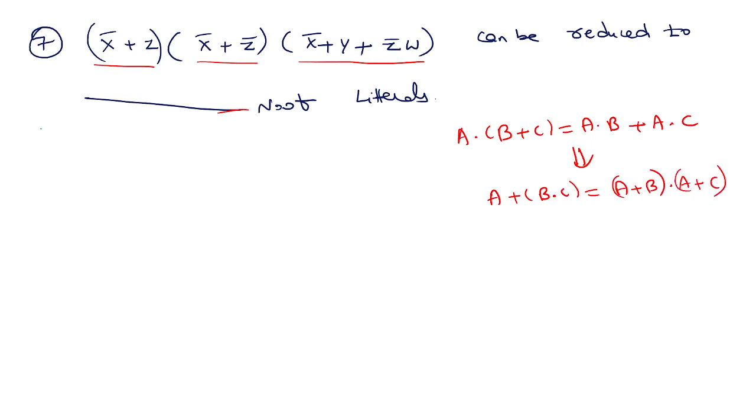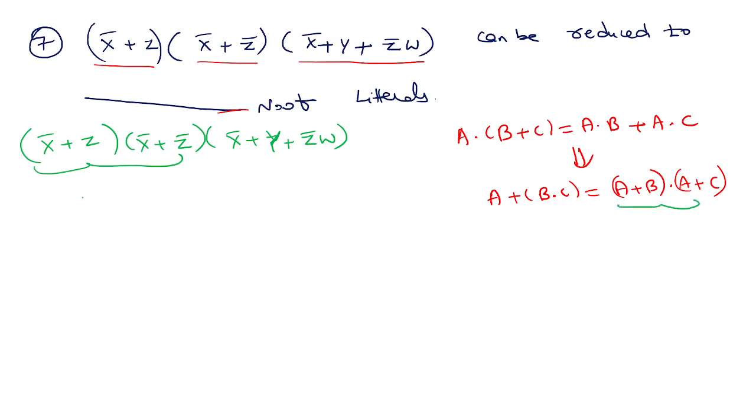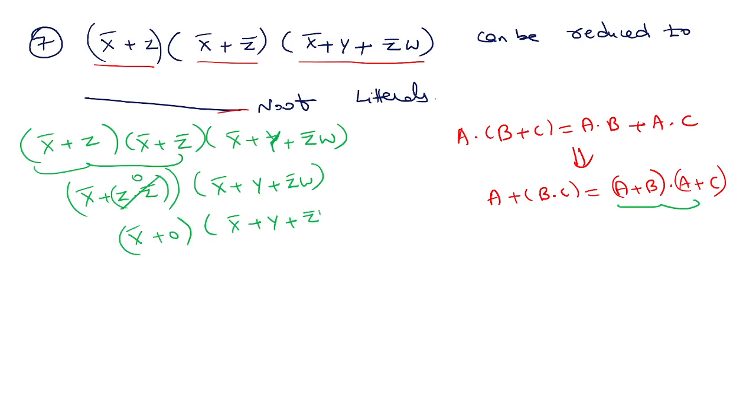Here, if you take x bar plus z into x bar plus z bar into x bar plus y plus z bar w, and take these two terms, this is like the right-hand side, A plus B into A plus C. If you combine x bar plus z with x bar plus z complement, z complement is 0, giving x complement plus 0, x complement plus y plus z complement w.